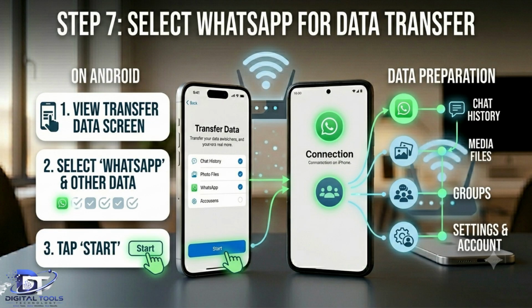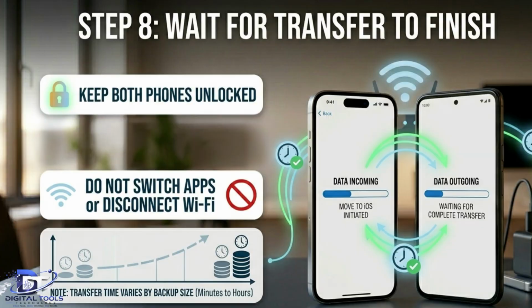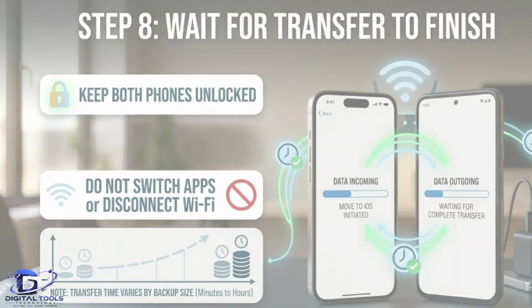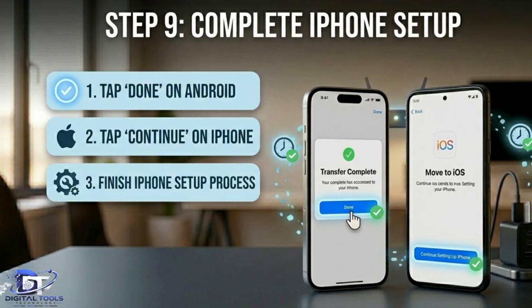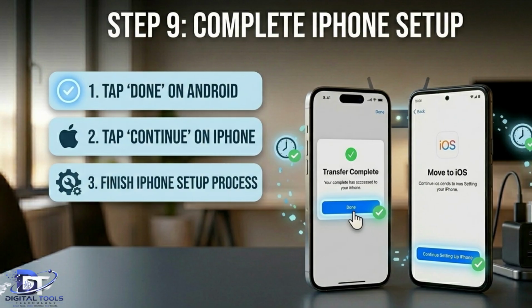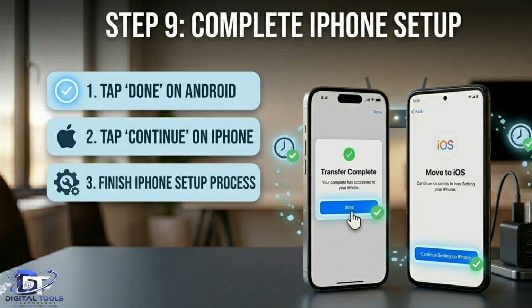On the Android phone, you will see the data transfer screen. Just select WhatsApp, then click on start. At this point, you wait for the transfer to finish. This usually takes a couple of hours, but it will be displayed how long it takes for the transfer to complete. Just ensure that you don't shake the cable connection, to avoid interruption in the transfer. When the transfer is complete, you will see something like this. Tap done on the Android and then tap continue on the iPhone. Then go ahead to finish the iPhone setup.